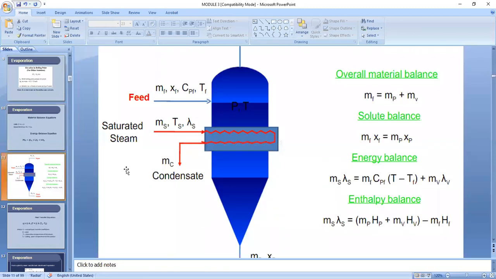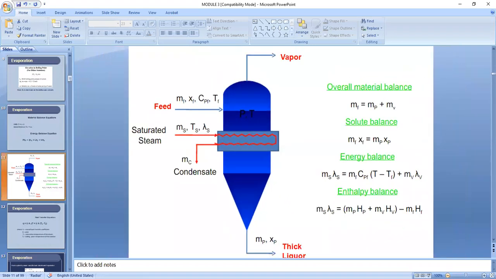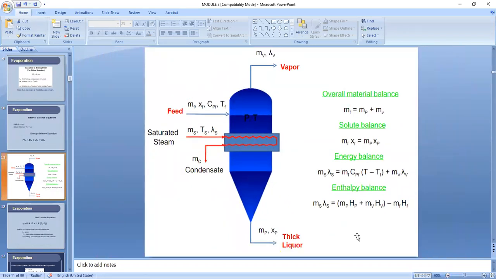So I have here a sample problem. This is still the simple representation of our evaporator. So we have the overall material balance, you have the solute balance, and you have here the energy balance. Now, if the enthalpy of the feed cannot be determined from a source, you can determine the enthalpy of the feed, if you can recall in our discussion, by using the mC_p delta T formula.